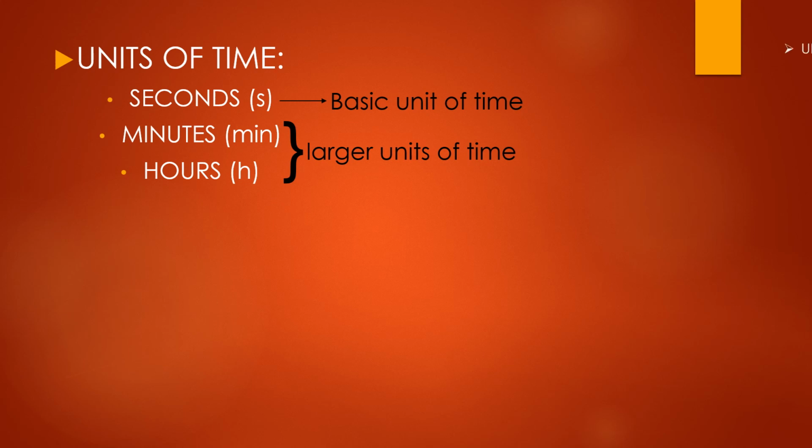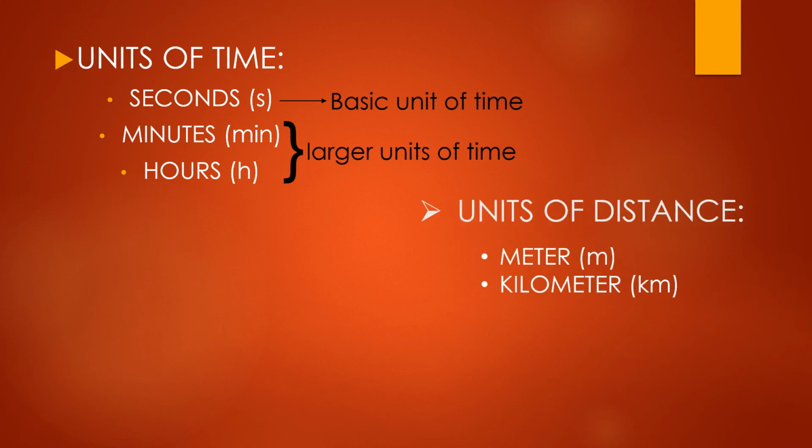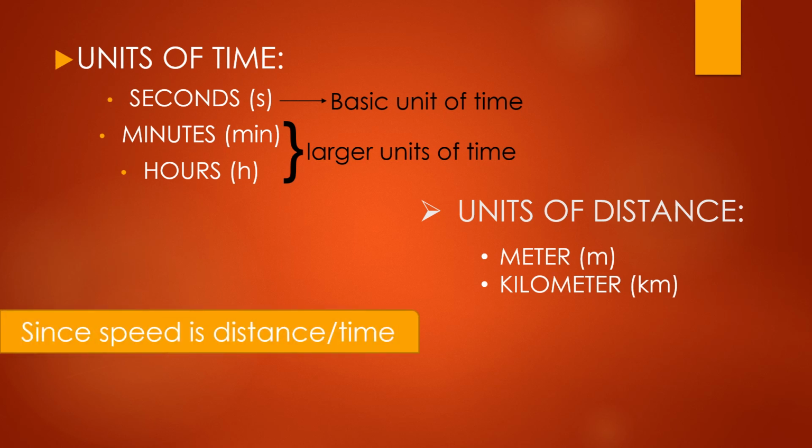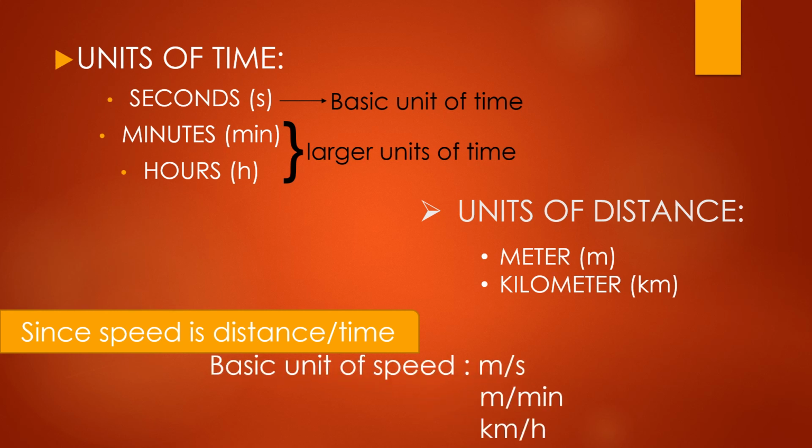Also, we will see units of distance. Meter, kilometer, centimeter are different units used to measure distance. Now we already know that speed is equal to distance upon time. So its unit will also be measured in the same way. It would be meter per second, it would be meter per minute, it could be kilometer per hour. So this was about the relation between time, speed and distance.